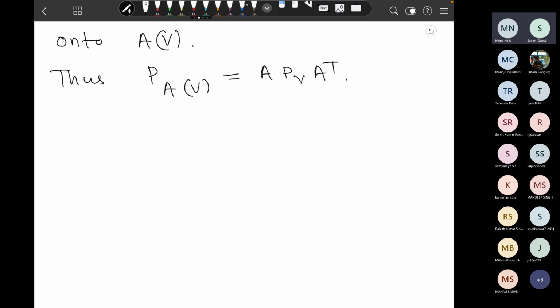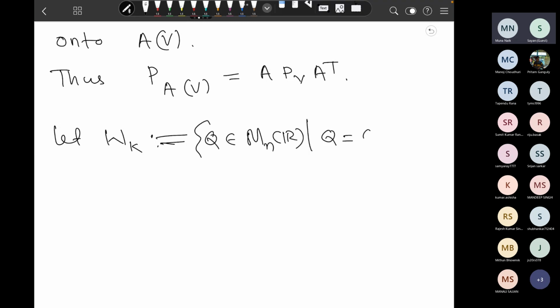So this is clear. Now I have this thing G_K. Okay, so I have this thing G_K. Let us define W_K. I define a subspace, this is really the set of Q belonging to M_n(R) so that Q is equal to Q transpose, and Q squared is equal to Q, and trace of Q is equal to K.